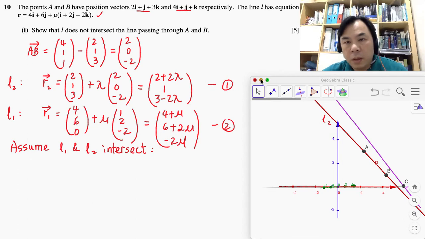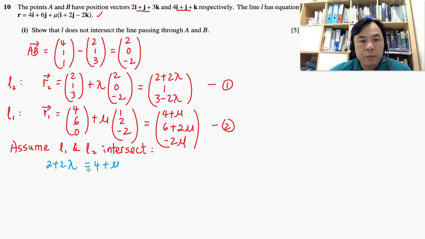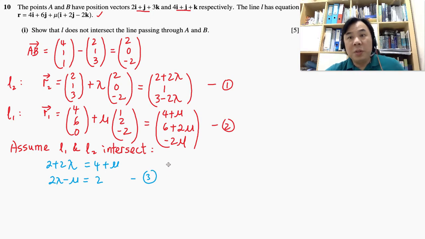Okay, now before that, let me minimize that. Let me erase this off. Now all you need to do is just solve this. By solving this, we just need to compare each row's elements. So we have 2 plus 2 lambda must be the same as 4 plus mu. From here we can easily form an equation, which is actually equal to 2. That will be our equation A, for instance. Maybe I don't want to represent it as A, represent it as equation number 3.